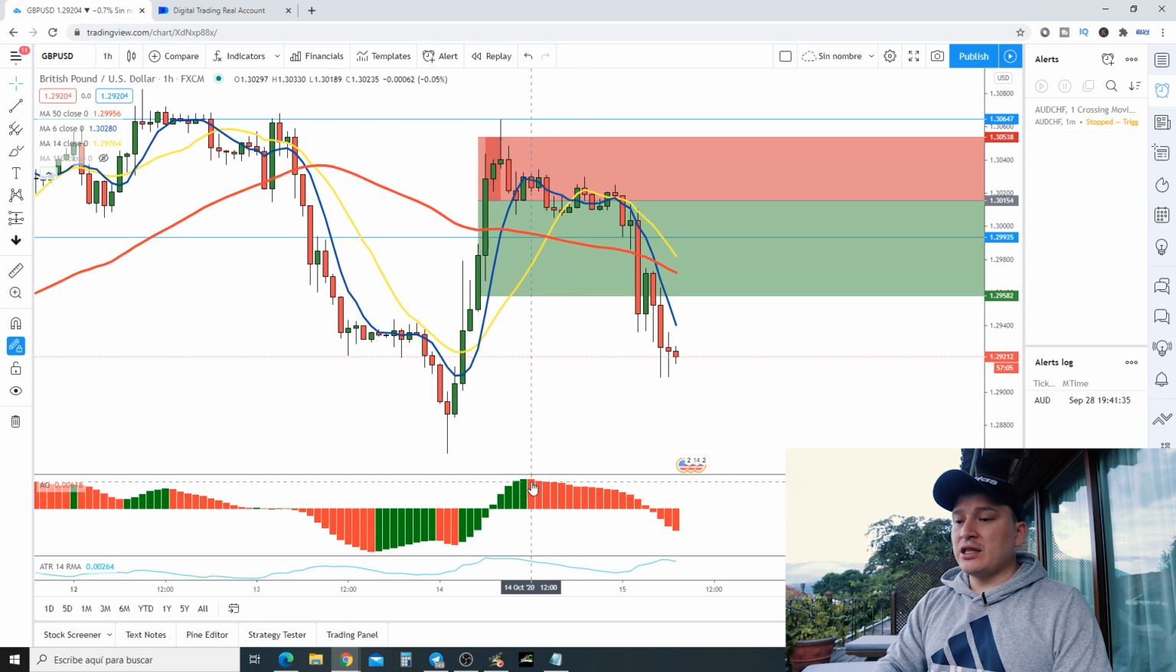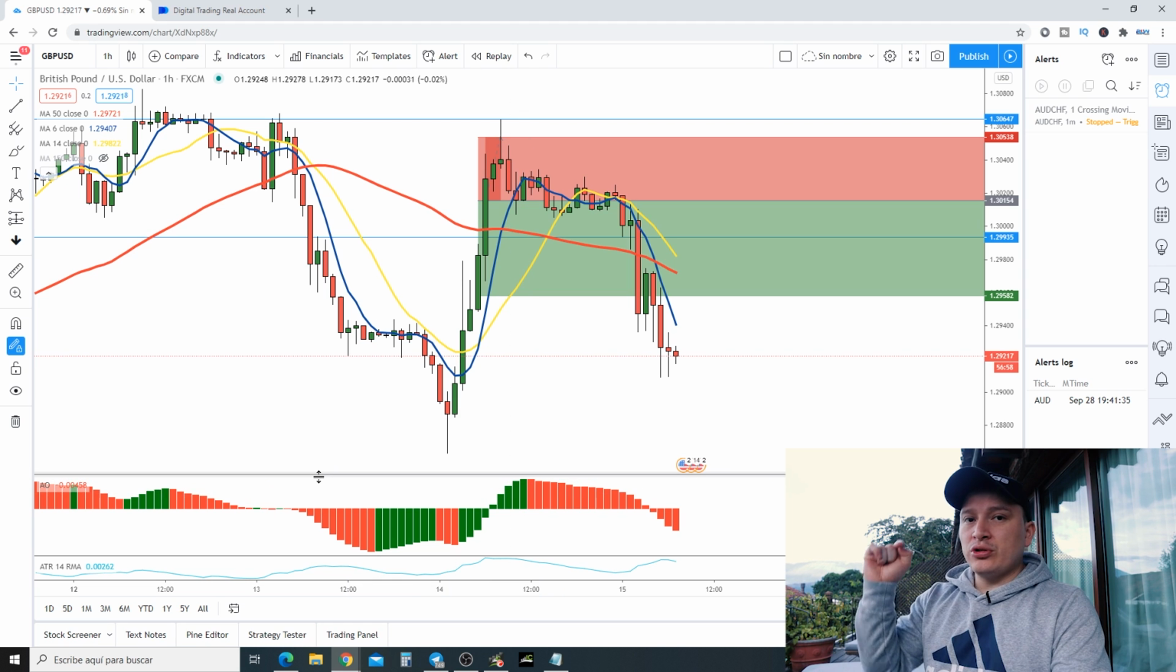So once I saw this potential movement, when I saw, look, the awesome oscillator, basically what it does is that it shows you the waves of the movement of the market.